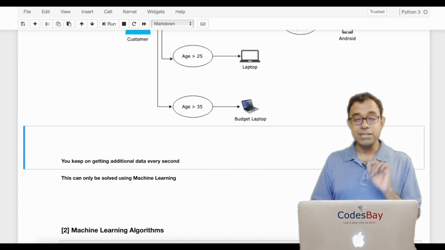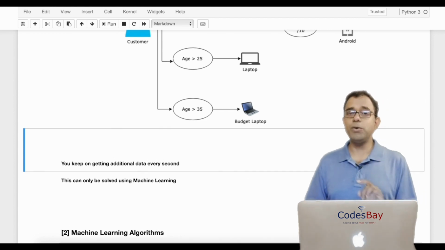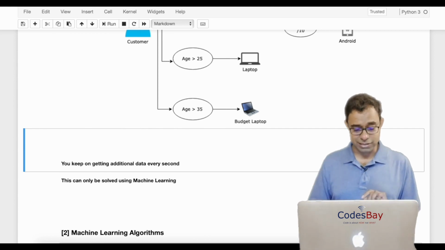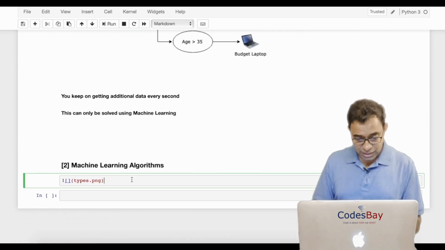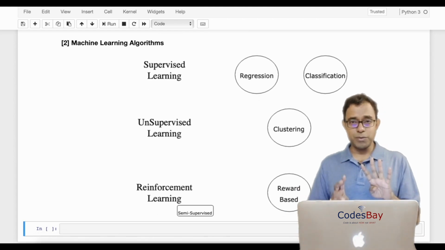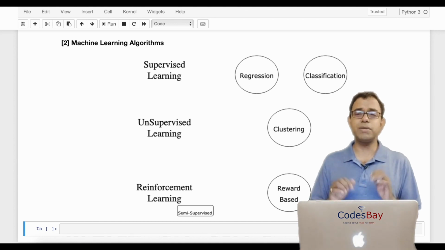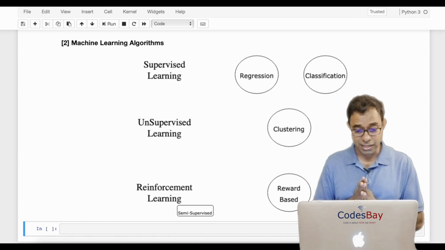These are the kind of situations where you need machine learning. Okay, I hope I made it very clear with this particular example. Now let's talk about machine learning algorithms, which is chapter 2. There are basically three types of machine learning algorithm. One is supervised learning, one is unsupervised learning, one is reinforcement learning, sometimes also called semi-supervised learning.